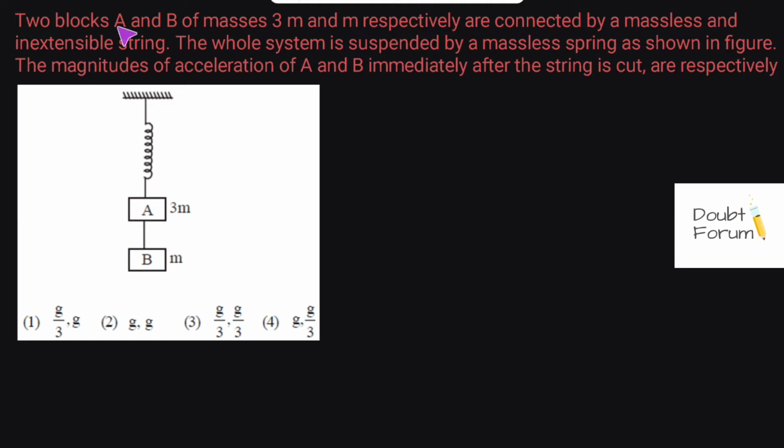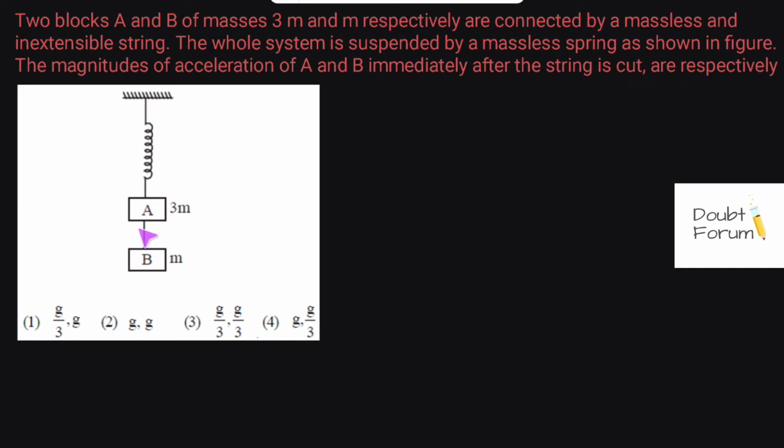The question is: two blocks A and B of masses 3m and m respectively are connected by a massless and inextensible string. The whole system is suspended by a massless spring as shown in the figure. The magnitudes of acceleration of A and B immediately after the string is cut are respectively, and the options are given. So this is the system.